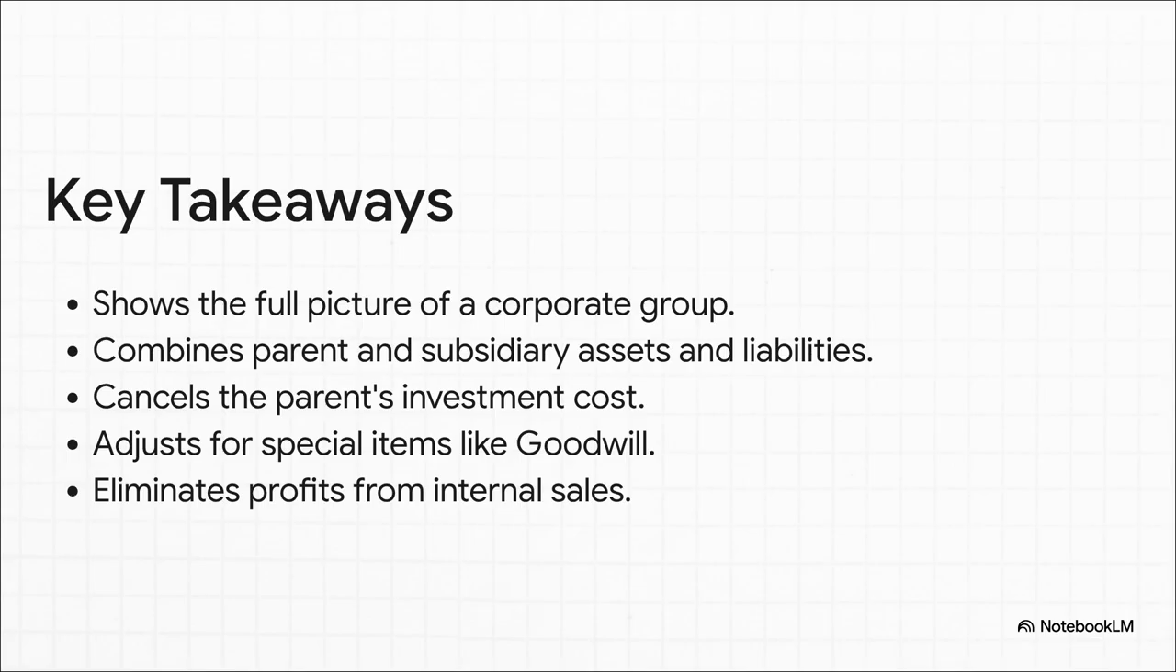So let's quickly recap what we've learned. A consolidated statement is all about showing the full, complete picture of a corporate family. We do that by combining the parent and subsidiary, but we have to cancel out that initial investment to stop from counting things twice. And, crucially, we have to make those special adjustments for things like goodwill and get rid of any imaginary profits from sales made inside the family.